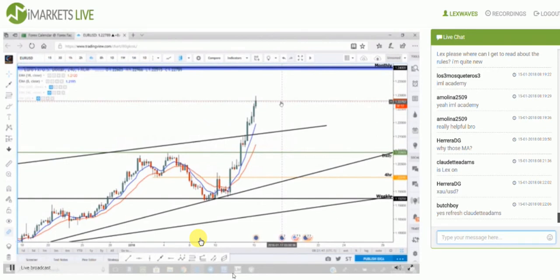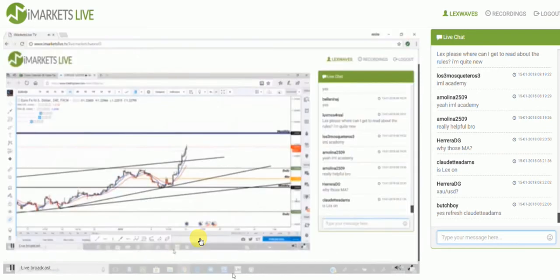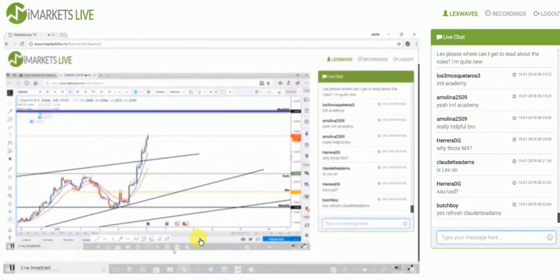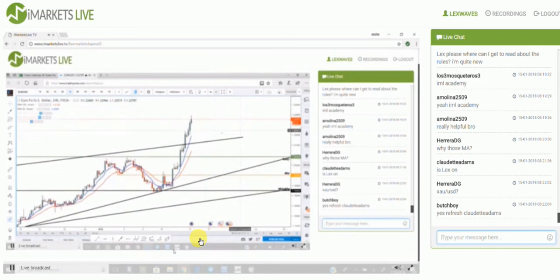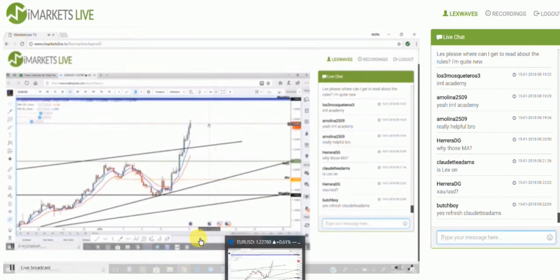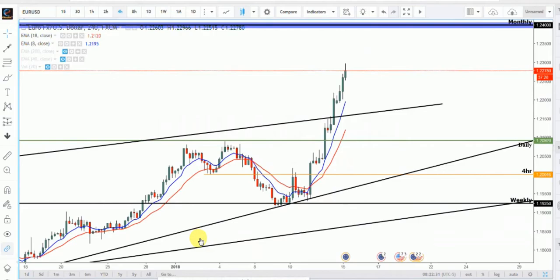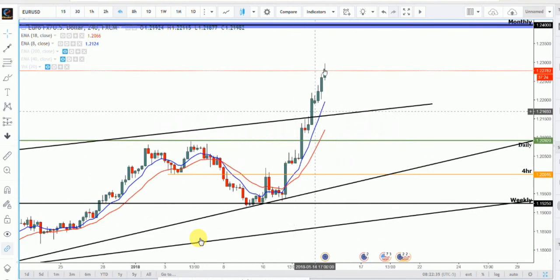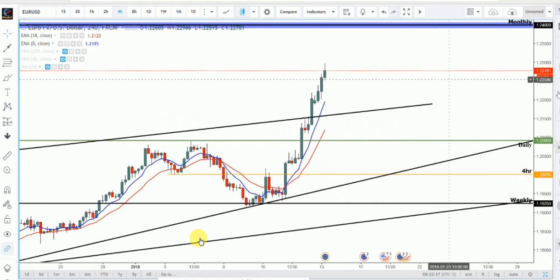Yes, IML Academy. Why those EMAs? Why do they always use the EMAs? The EMAs always behave as a filtration system, or they will act as support and resistance. Now, many people use different EMAs and different settings. I find that the 8 and the 18 are comfortable for me because you can see that they will act as support and resistance depending on what direction we're heading in.